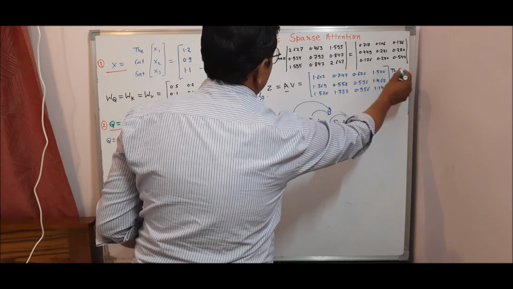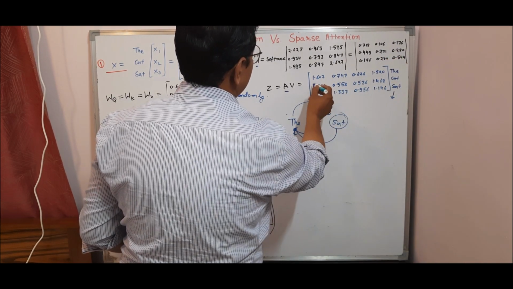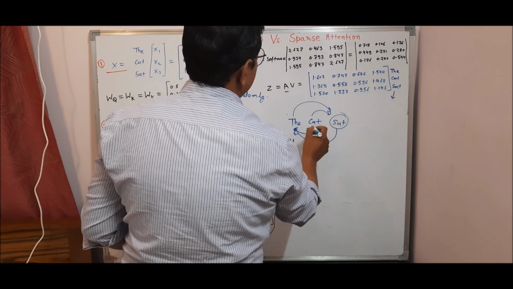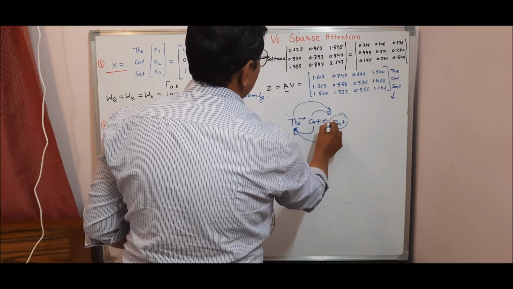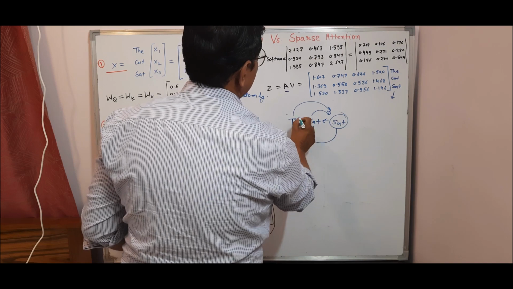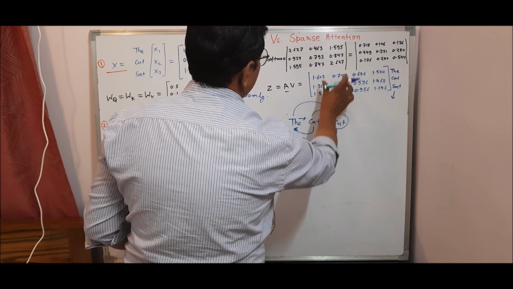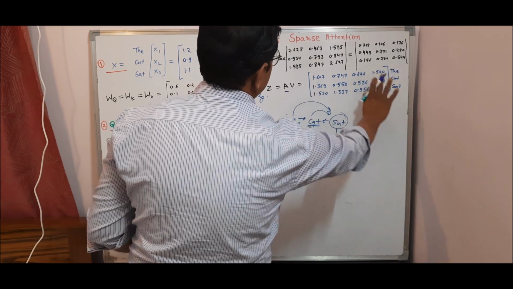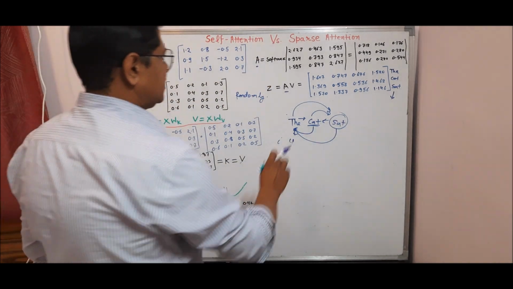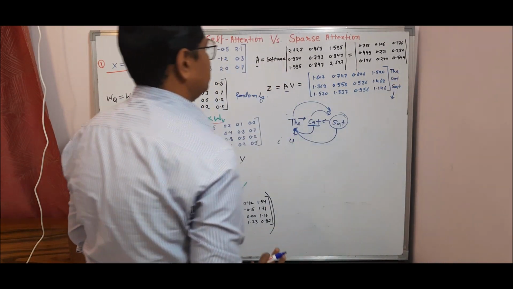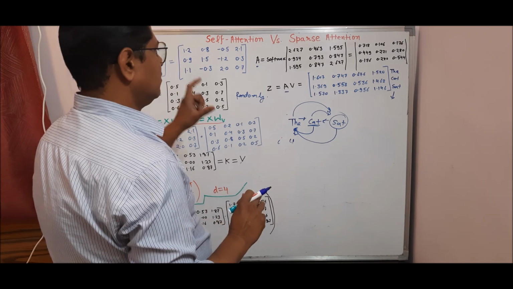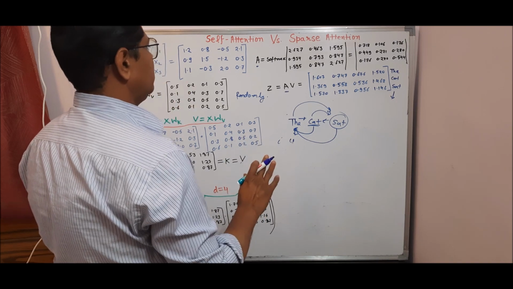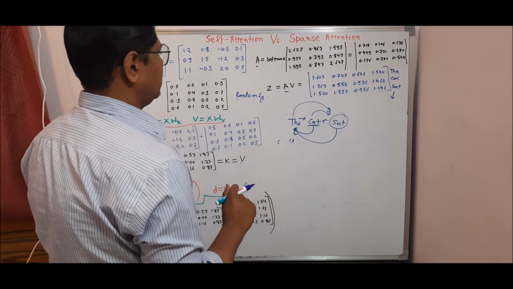So the word "the" gets the second preference, and similarly, the word "cat" is getting equal importance, a balanced kind of importance from cat and sat both. So it is like an intermediate importance. So this is the interpretation of this attention-based context vector.